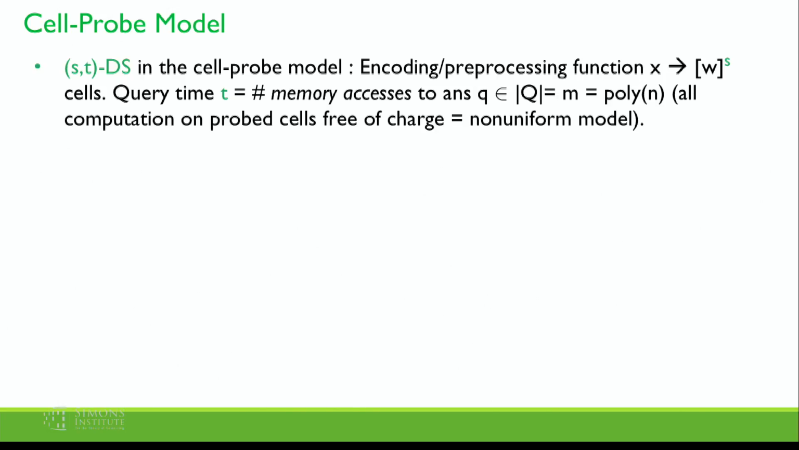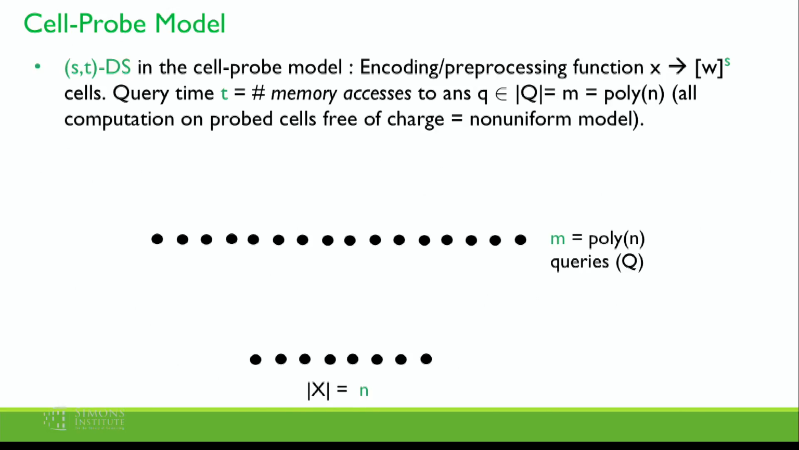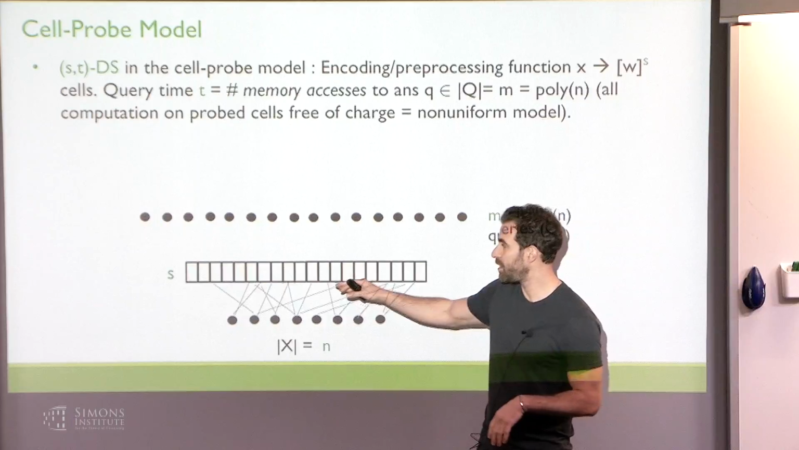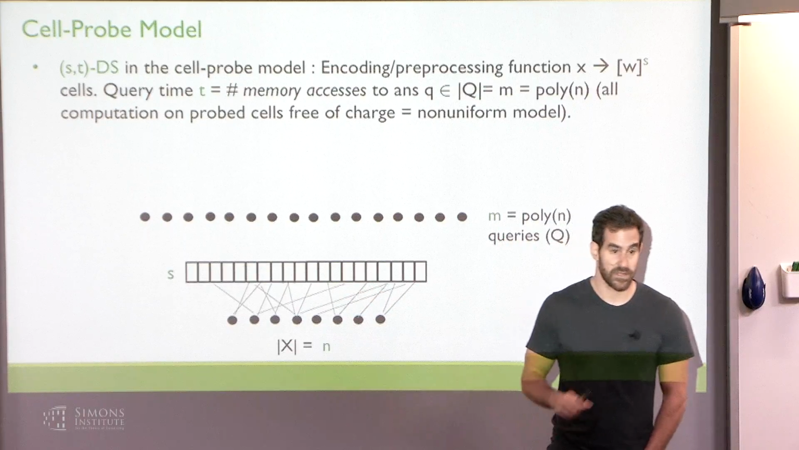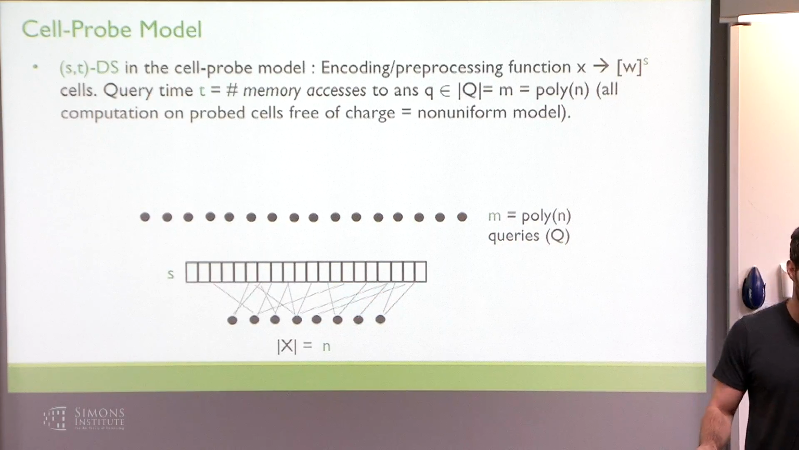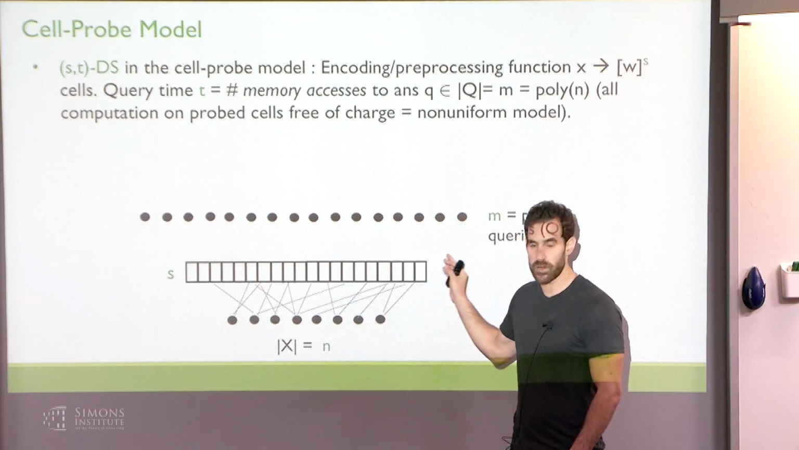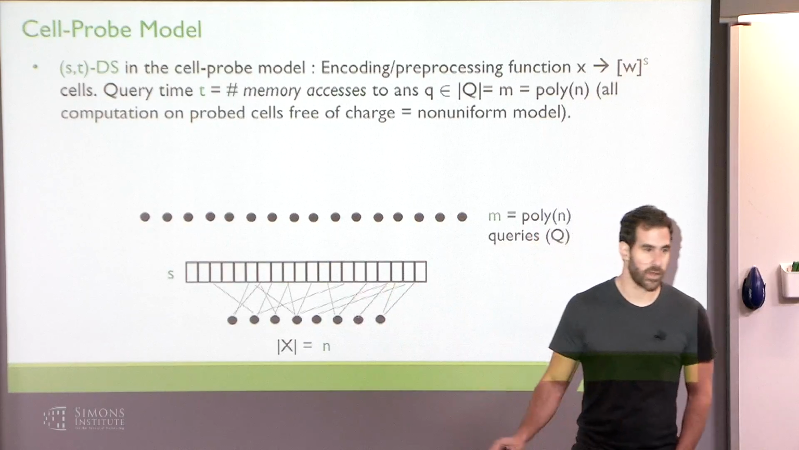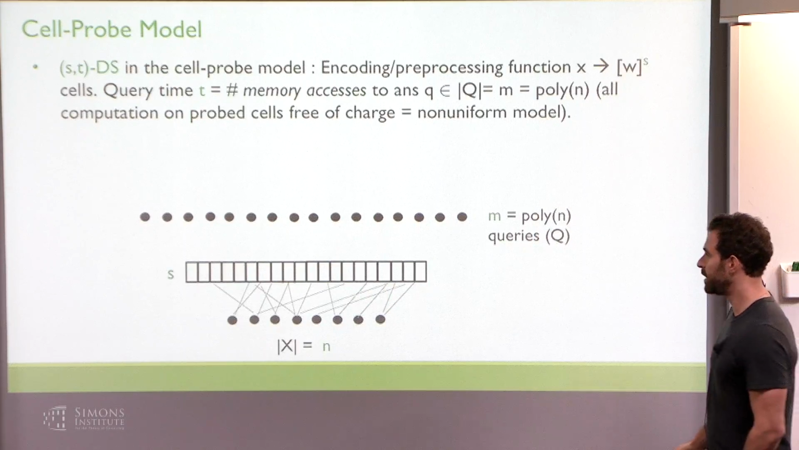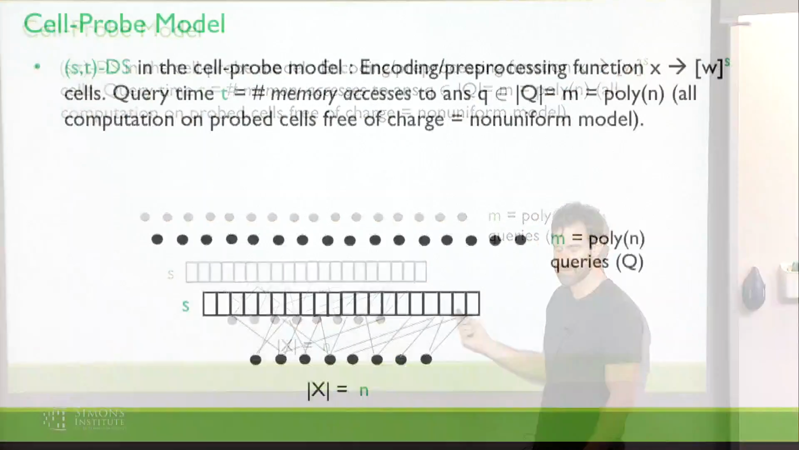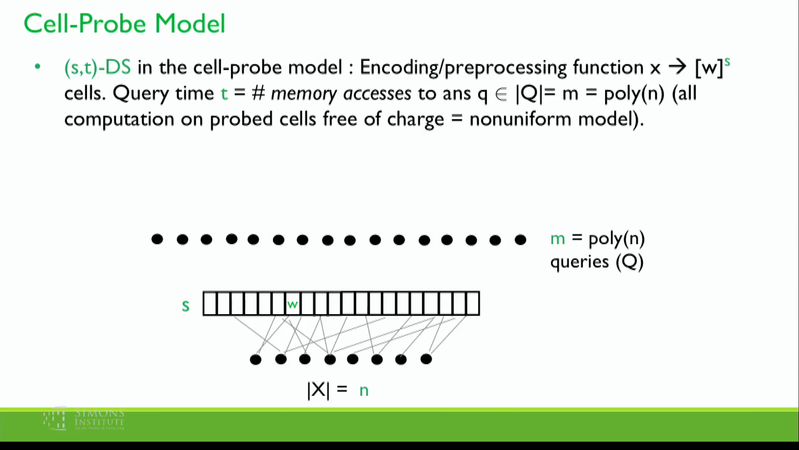pair of two objects. One of them is a preprocessing function that takes your input database of size n and preprocesses it into S memory cells. And this preprocessing function is completely arbitrary. So you can literally encode anything you want, no computational constraints, nothing, using S memory cells. Each cell typically contains log n bits of information.